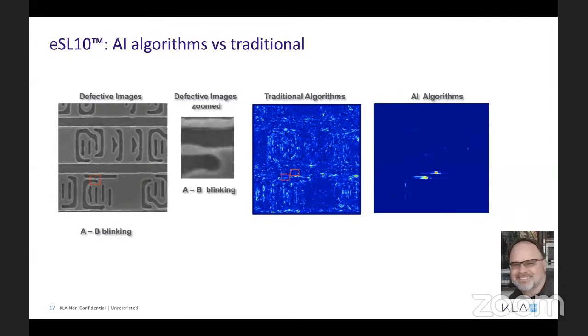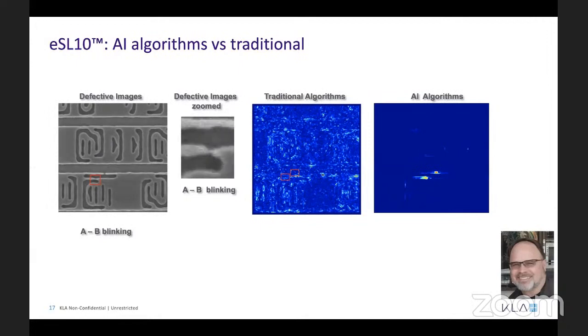And as you can see, it's easy to see the defects, but you can also see a lot of other things that are changing as well. The rough edges are moving around, and even the intensity of the background image there is changing significantly.